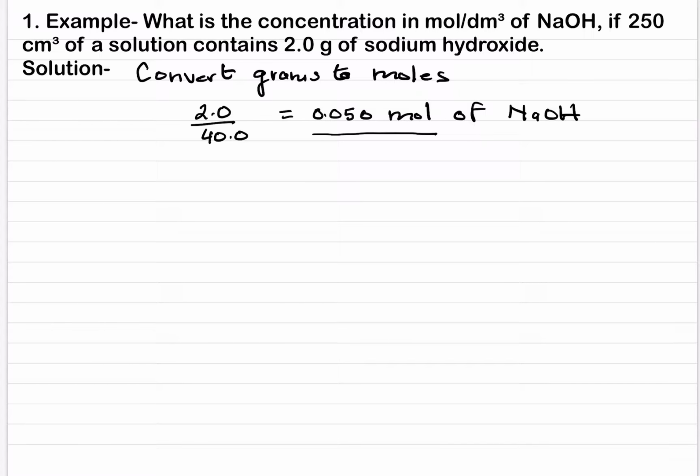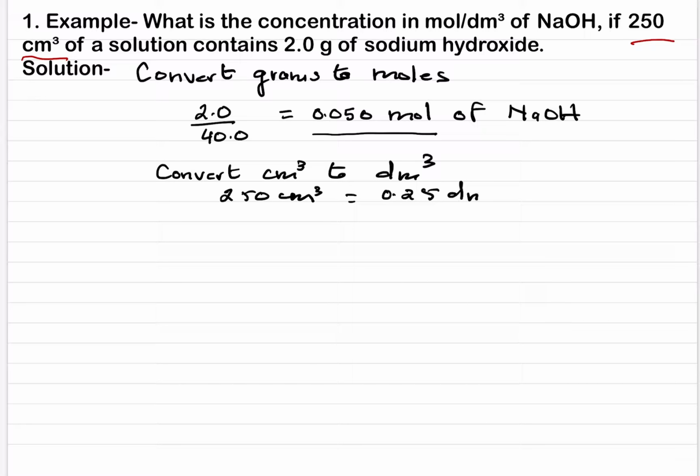The second step is convert centimeter to decimeter. Here we will see that we have got 250 centimeter cube. So here what we have to do is we have to convert centimeter to decimeter. So second step is convert centimeter cube to decimeter cube. So 250 centimeter cube will be equal to 0.25 decimeter cube. I'm sure you all remember how to do it. We have to divide it by 1000.